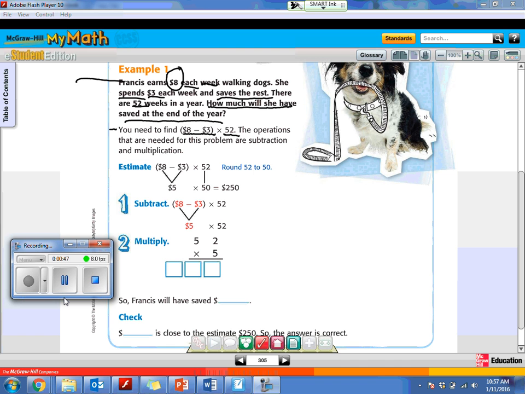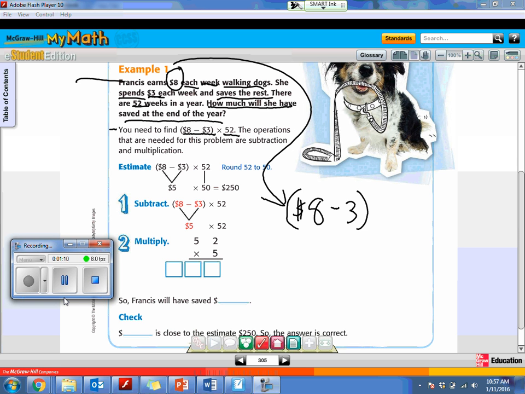We know that Frances starts out, I'm going to go ahead and draw this over here, with $8. She gets that by walking her dogs. She spends $3 each week. So think to yourself, if you had $8 and you spent $3, what's that going to look like? Well, it's going to look like minus 3 because you spend that. I'm going to go ahead and put that in parentheses right there.